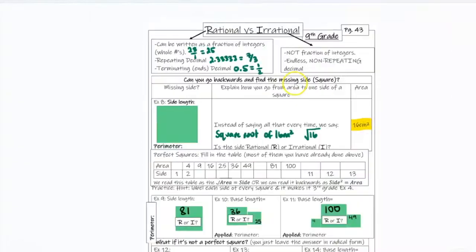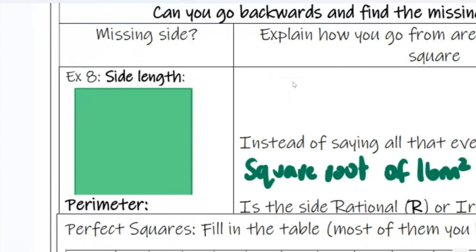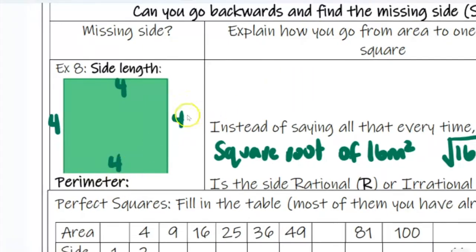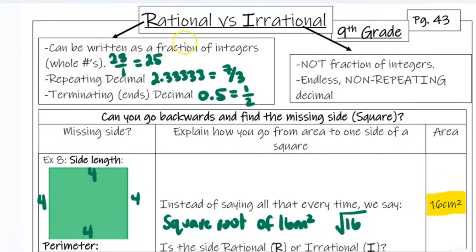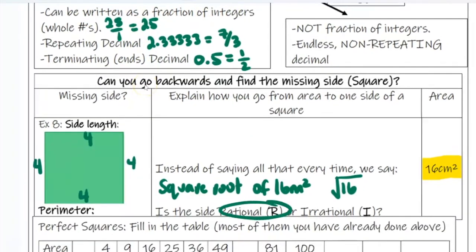All right, so why is the square root of 16, 4? Because remember, if all the side lengths are 4, area is base times height, so 4 times 4, which is equal to 16. All right, so is the side rational or irrational? So the side is 4. Is that rational? Can it be written as a fraction of integers, a repeating decimal, terminating decimal, or is it not a fraction of integers? Is it endless and not repeated? Well, if it's the number 4, just like 25, if it's a whole number, it can be written as a fraction of integers by saying 4 over 1. So this is indeed rational.